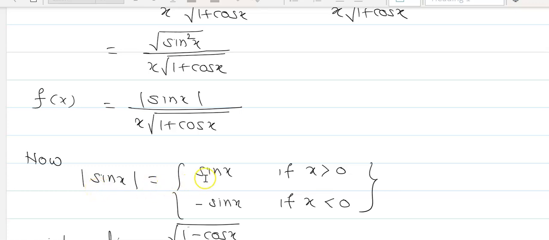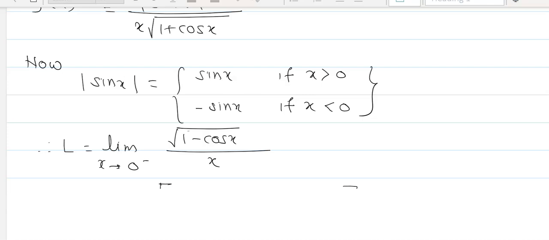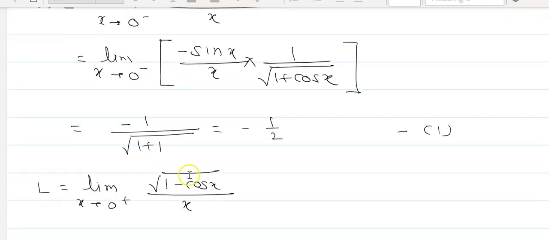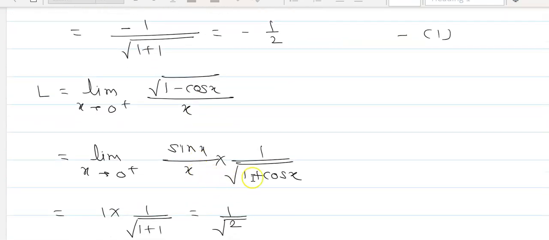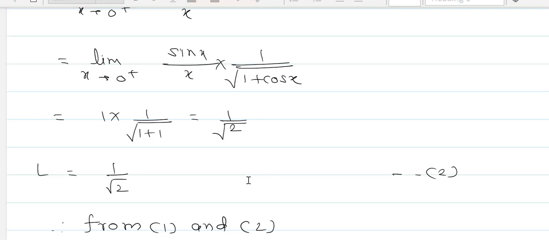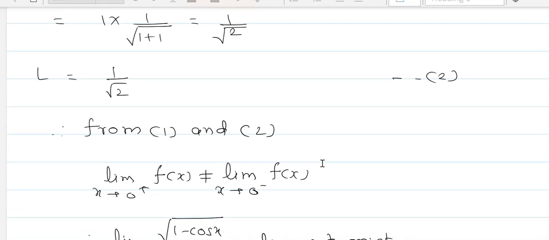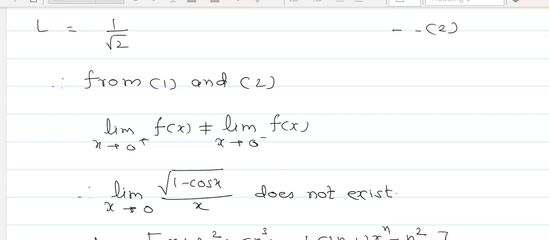Now, mod of sin x is equal to sin x if x is positive, and equal to minus sin x if x is negative. Solving this limit, the first, left hand side limit, is minus 1 upon 2. The second, right hand side limit, is plus 1 upon 2. Therefore, from 1 and 2, the left hand side limit is not equal to the right hand side limit, and hence the limit does not exist.